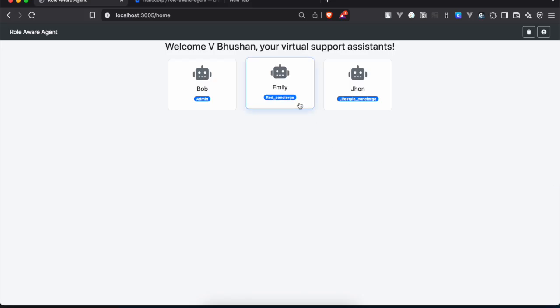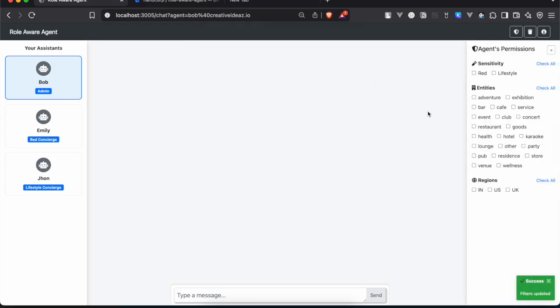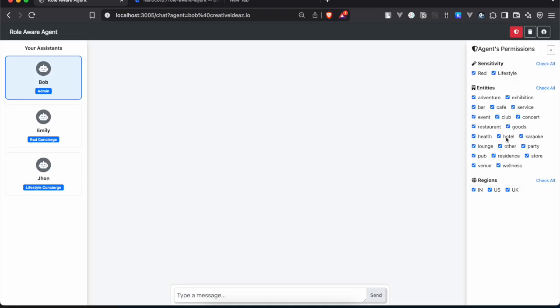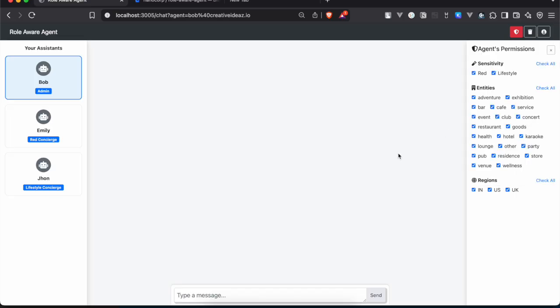So I'm going to talk to Bob. Let me clear all this. I'm going to talk to Bob, and you can see Bob is an admin and he has all the permissions. Let's assume that Bob has all the permissions, whereas I only have access to service data. So Bob knows about everything in the system, whereas the user does not know about restaurants or any other things. The user only knows about a service.